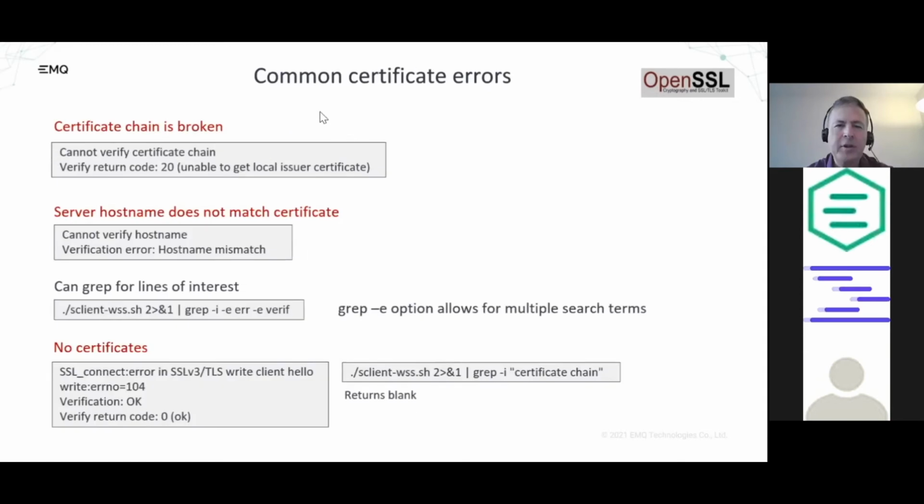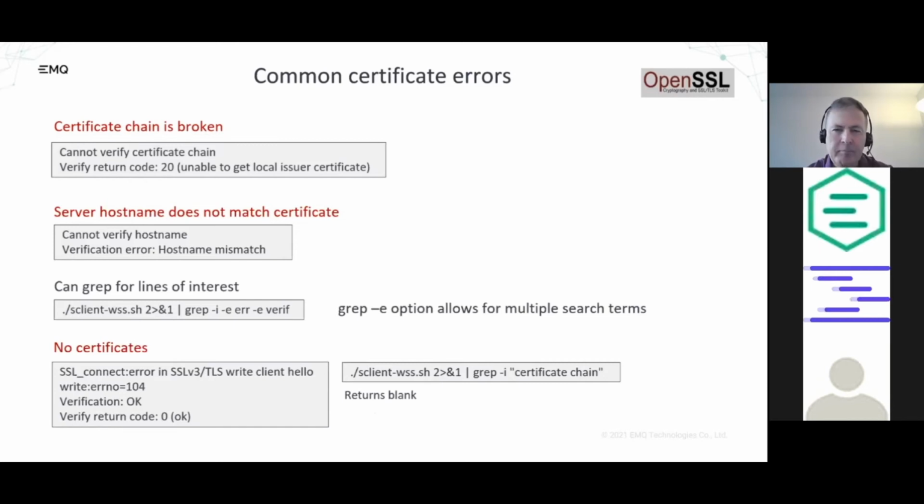So here are some examples. Some common errors: if the certificate chain is broken, you'll see a message that it's not a valid chain. If s_client cannot verify the host name, then you'll get an error that the host name doesn't match the certificate. Just a note that if you want, you can grep for multiple options. And if there are no certificates at all, it will return error 104. And if you grep for the certificate chain, then it will be blank. So this is a good way of analyzing that the certificates are correctly on the broker the way you think they are.